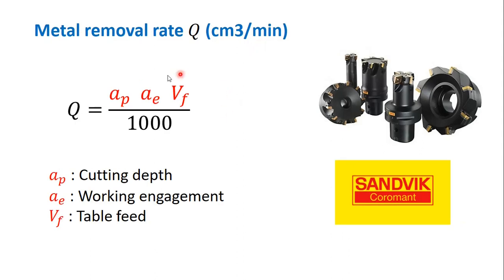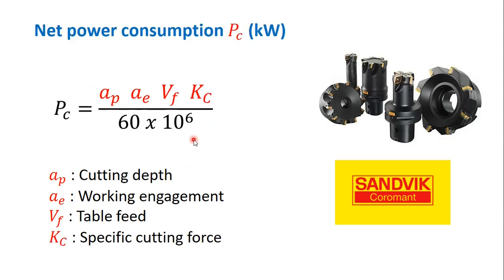Next, one of the important ones is material removal rate. Material removal rate is given by the equation ap multiplied by ae and Vf, where ap and ae are nothing but cutting depth and working engagement. So this will give the amount of material removed per minute.